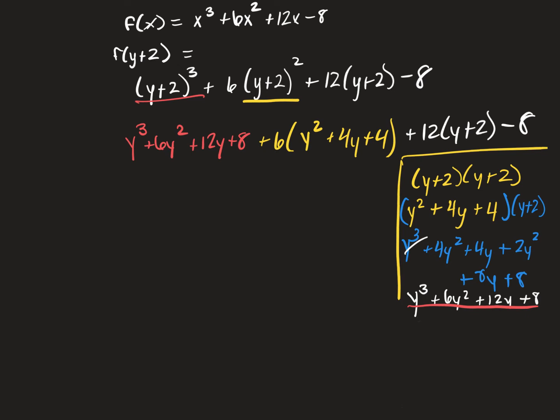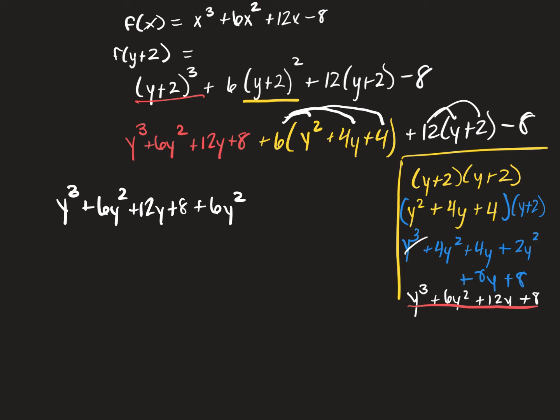Okay, so I'm going to bring down, actually, so now we need to distribute everything. So we're going to multiply 6 to all of those and 12 to those two. So you bring down all that red stuff. Then you have a plus 6y squared plus 24y plus 24.